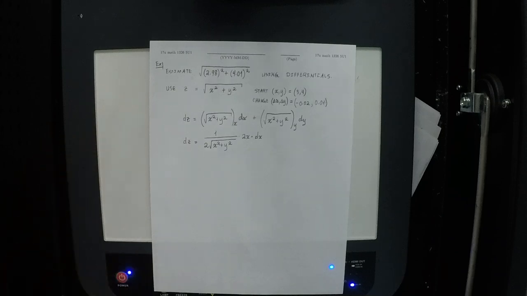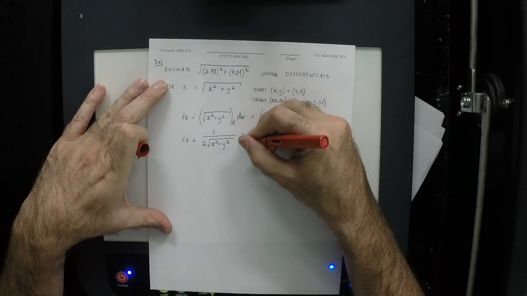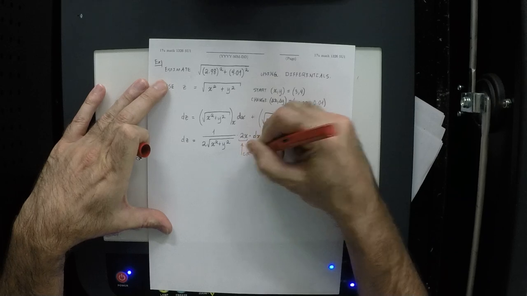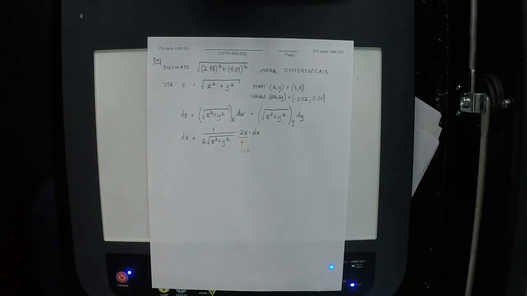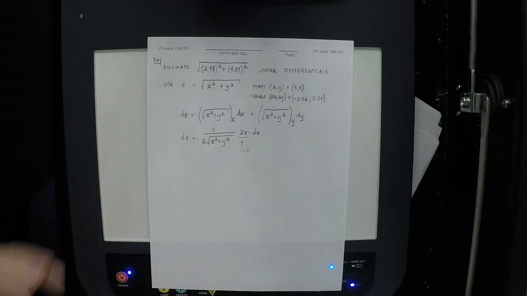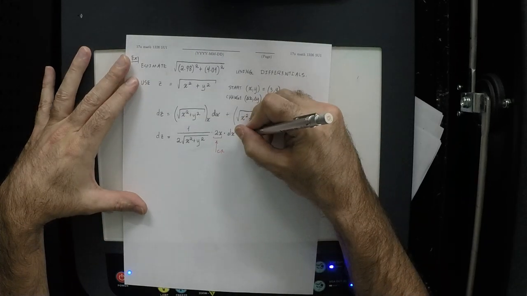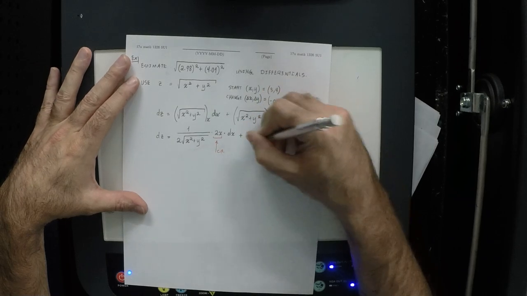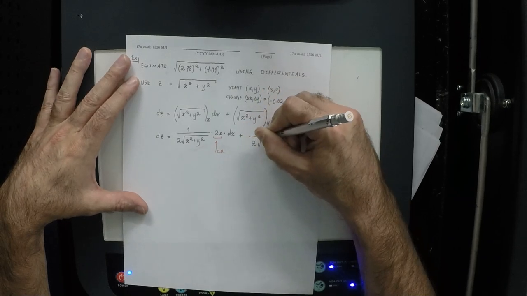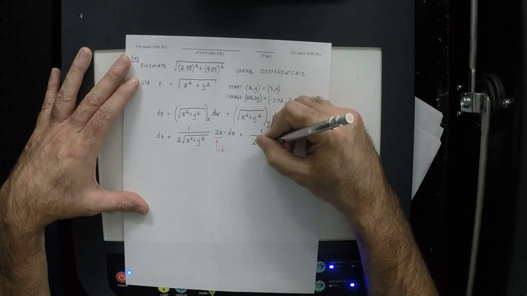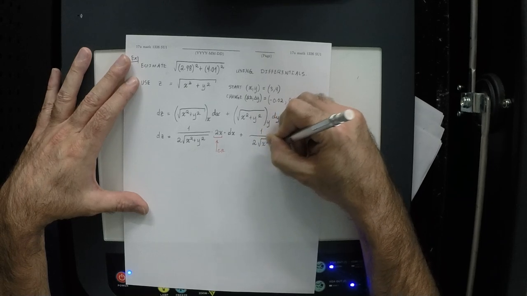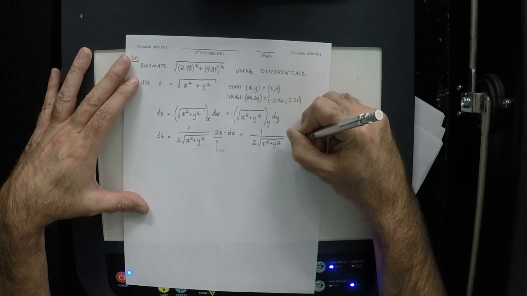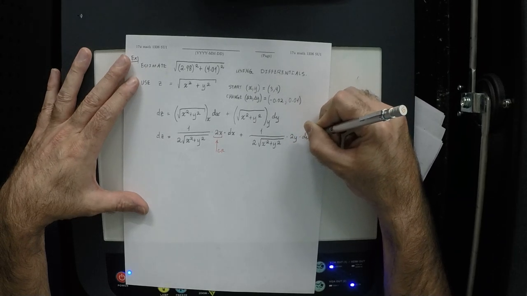Okay, so to be clear, this bit showed up because of the chain rule. Okay, then we get another thing just like it for the y's. So then this will be 1 over 2 square root x squared plus y squared. And now we'll get 2y and then dy.